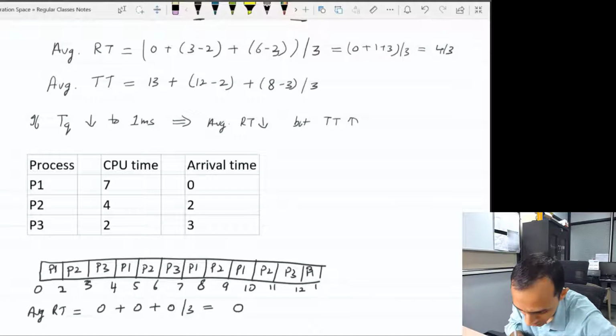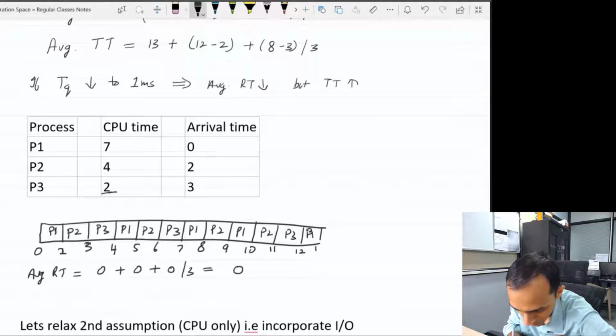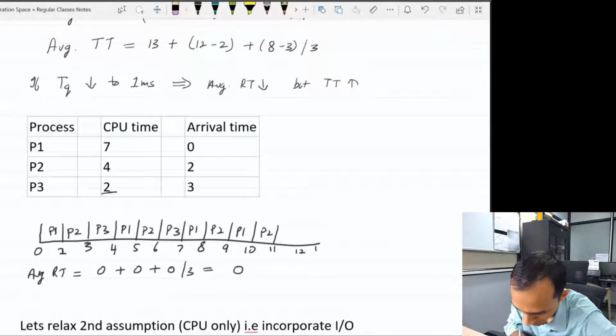I didn't see that. P3's CPU time was only 2 milliseconds. So P3 ran here, and probably P3 finished earlier. So P1, P2, then P1, P2. Let me complete it and see. That can be an exception probably.